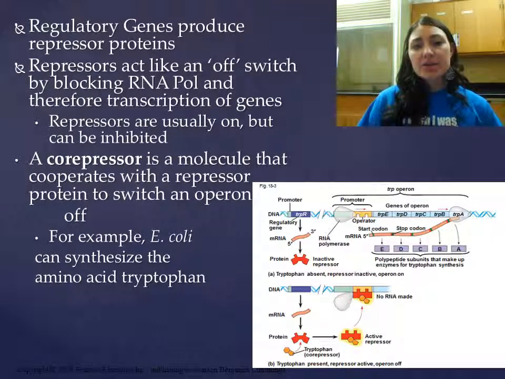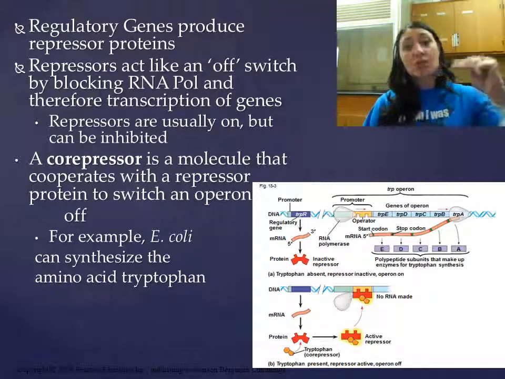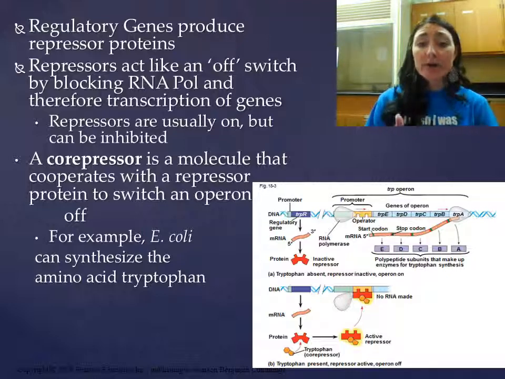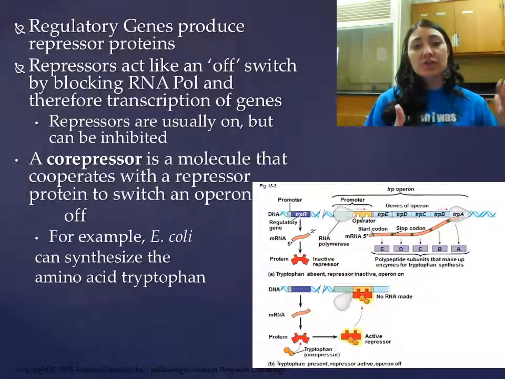All right, regulatory genes produce repressor proteins. So repressors are the actual off switch. And what these do is they interact with your operator. And when they're interacting with your operator, they will actually turn off the gene. So it blocks that RNA polymerase from transcribing that section of DNA to make your protein product. Repressors are typically on, but you can inhibit those.